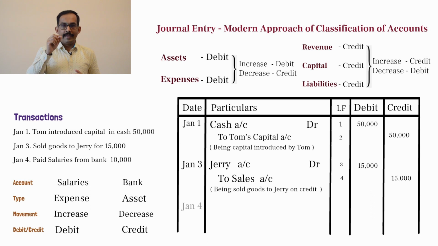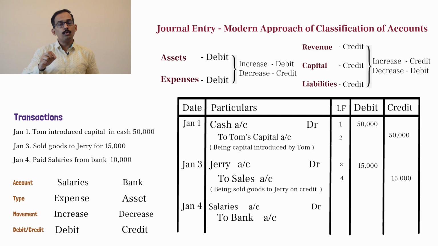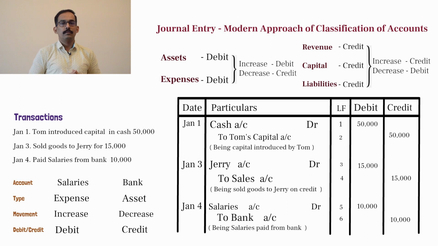Coming to the journal, date column, January 4. Particulars column, salaries account debit to bank account, being salaries paid from bank. In the debit amount column, you mention the amount of salaries that has been incurred, which is 10,000, and in the credit amount column, we mention the amount that has been paid out from the bank, which is 10,000. This is how a journal entry is framed based on the modern classification of accounts, where the debit and credit is finalized based on the movement that occurs in each type of account.